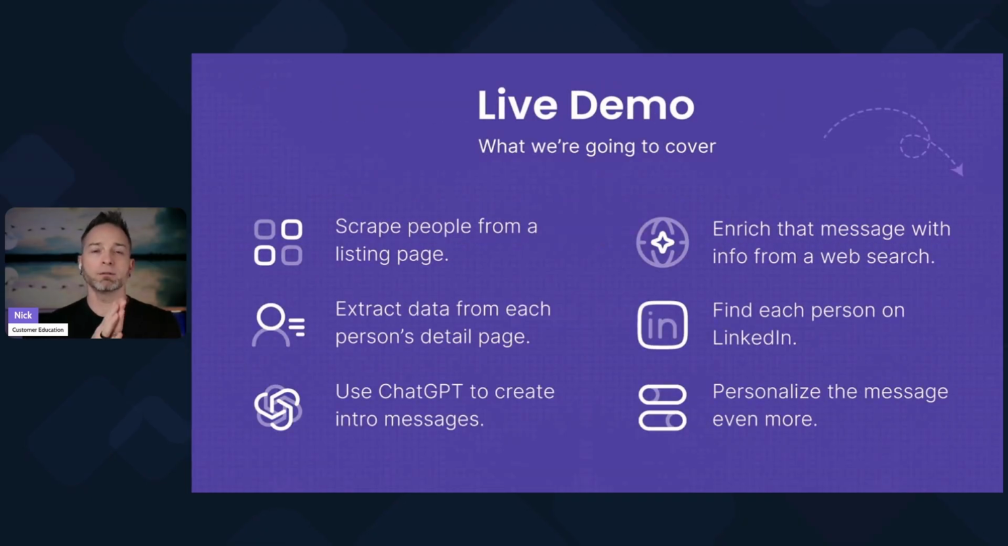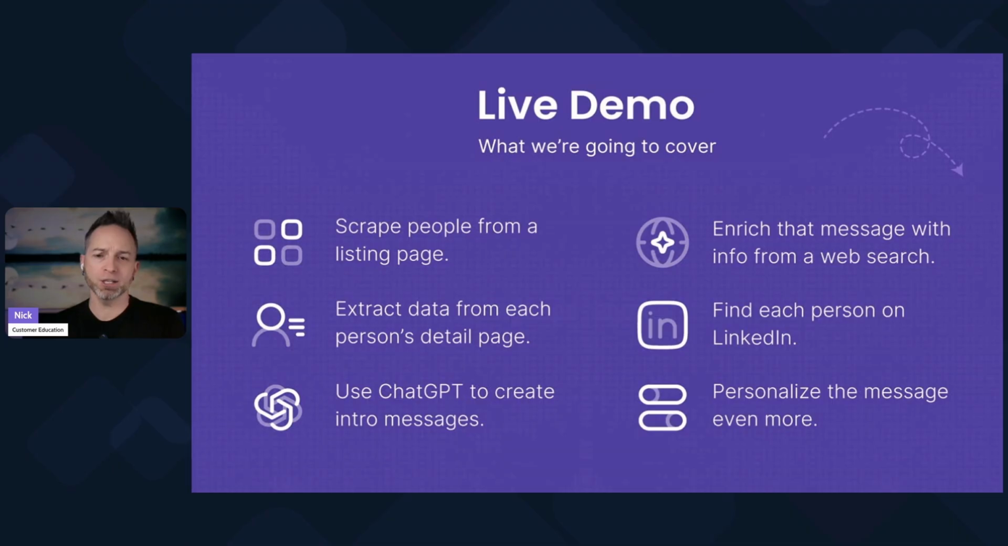So before we jump into the live demo here, here's what we're going to cover. I'm going to scrape people from a listing page, so a page that contains a lot of people on it. I'm going to scrape that, and then I'm going to extract data from each person's detail page. In this case, the detail page is kind of light on extra data, but I want to show how it's done and that it's possible.